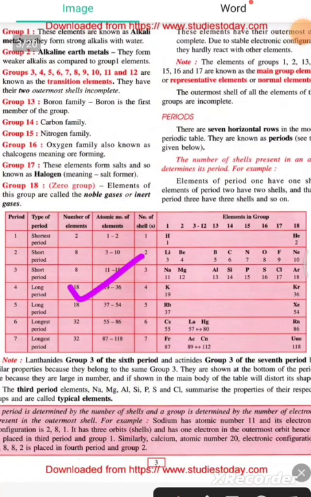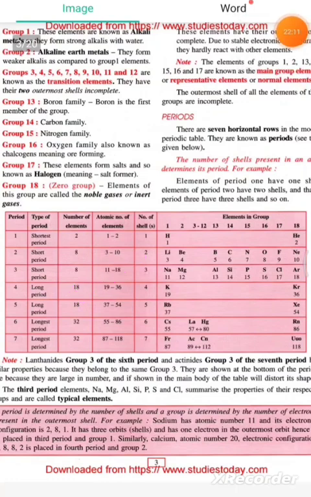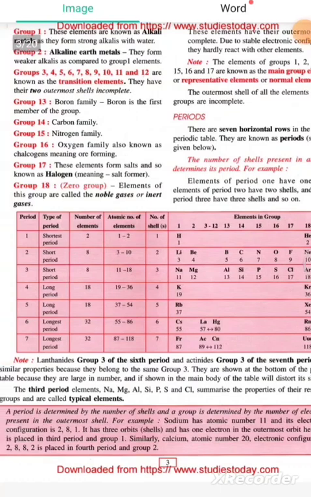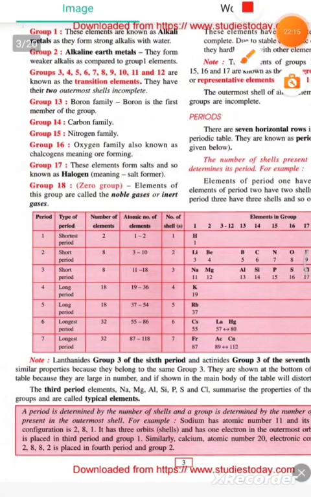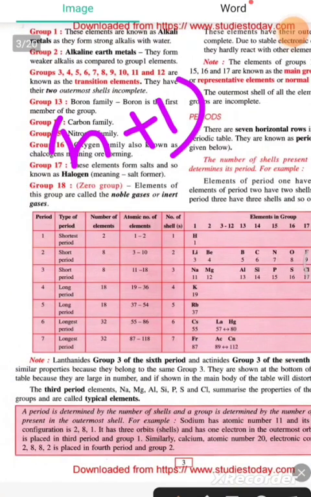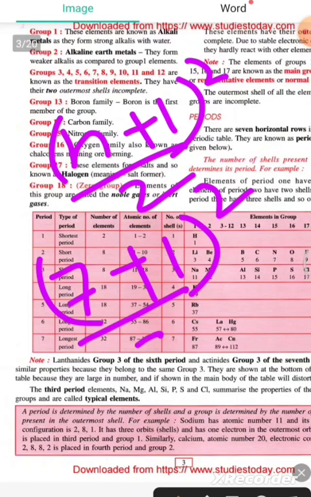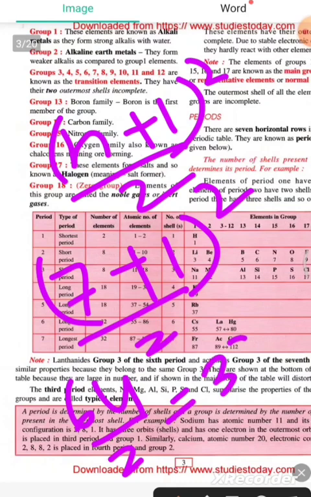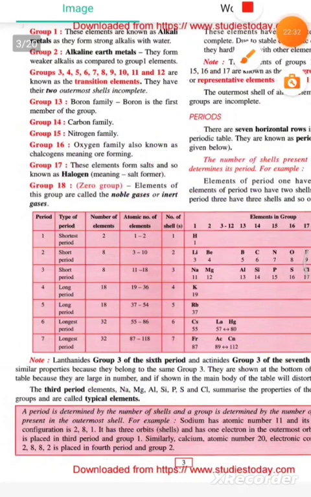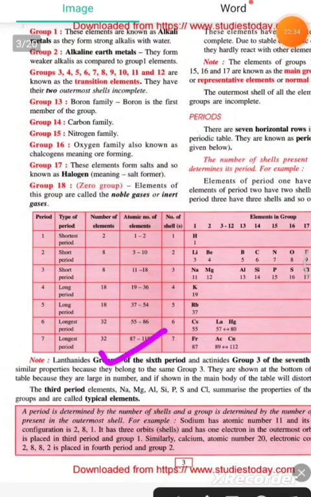Now one more last example, period 7. (n plus 1) square divided by 2. (7 plus 1) square divided by 2. 7 plus 1 is 8, 8 square is 64, 64 divided by 2 equals 32. That means 32 elements are present in the 7th period.